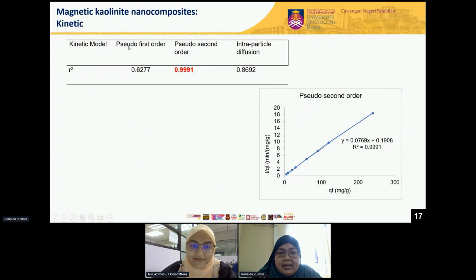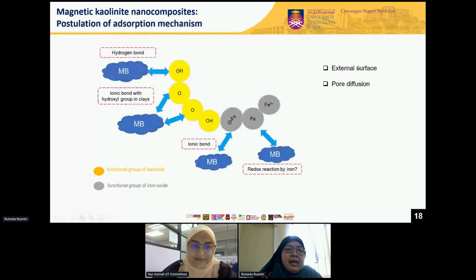And we also run the kinetics. From the data, we found that the experimental data fits quite well with the pseudo-second order as compared to the other kinetic models. And in terms of postulation of the adsorption mechanism, based on the understanding of the characteristics of the functional groups available, these are some of the proposed adsorption mechanisms of how the methylene blue is being removed by this material. It can be through the hydrogen bond, it can be through the ionic bond, and perhaps there are some redox reactions by the iron.